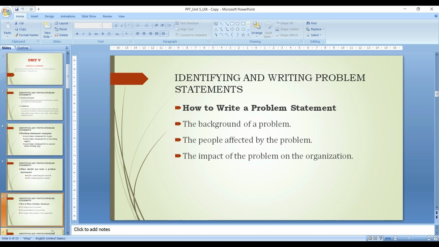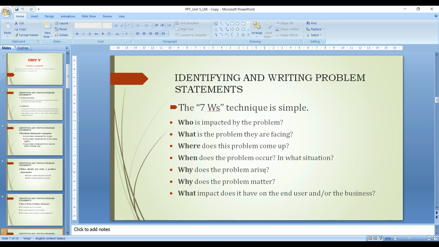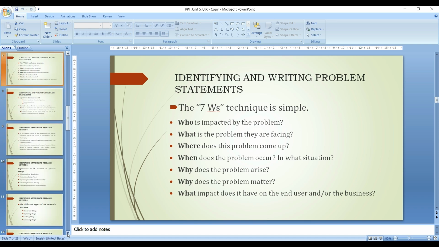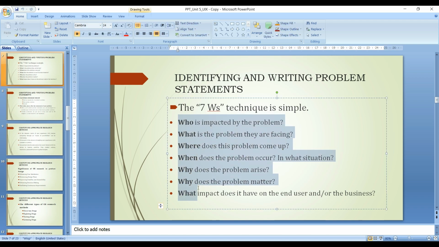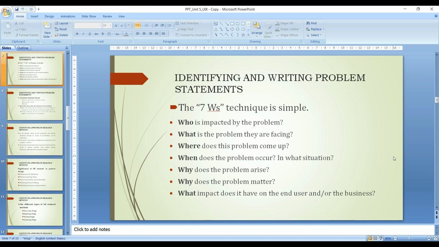And next thing is nothing but the 7 W's technique. The 7 W's technique is that while writing a problem statement, being a designer, we have to answer all these questions. So here we have given 7 W's, right? 7 questions are there. Actually, these are all the questions. All are WH questions.